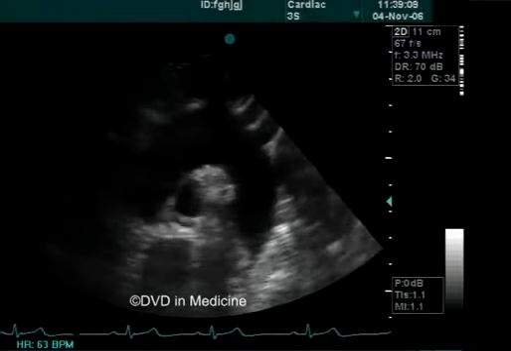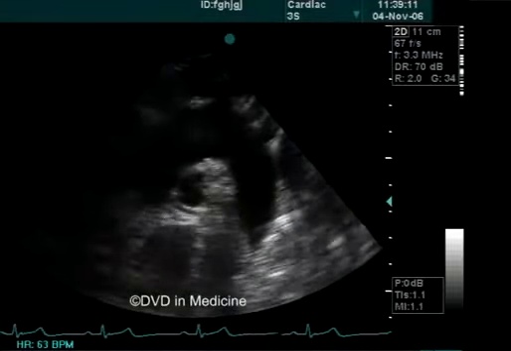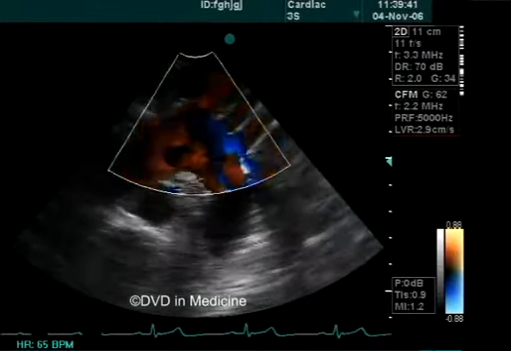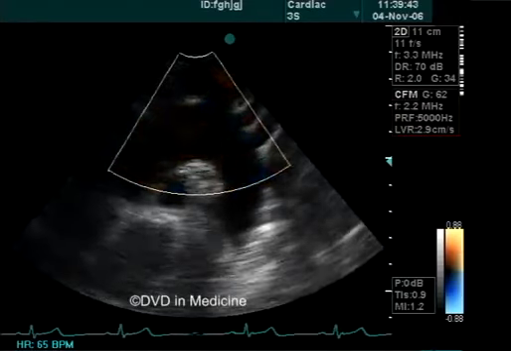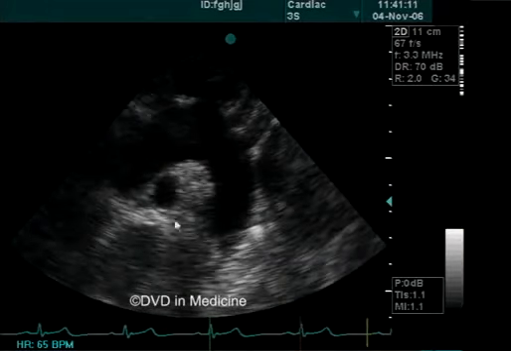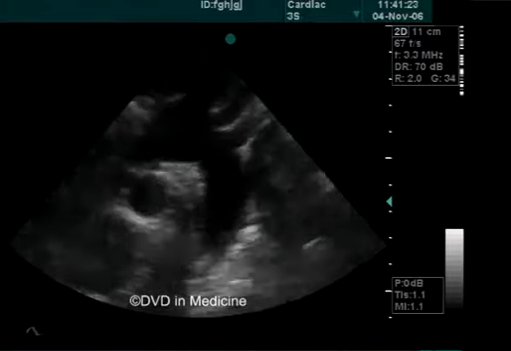One will obtain a suprasternal long axis view of the aortic arch. On the left side of the screen, one can see an ascending aorta. On the right, the initial part of a descending aorta. Under the horizontal part of the aortic arch, one can see the right pulmonary artery in cross-section.